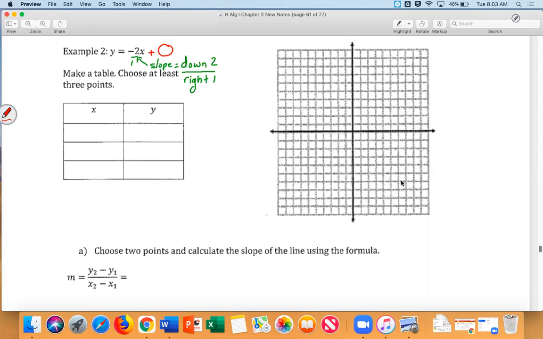Oh, 2. 0. So my slope is the number in front of the x, and this number back here, if there is one, is my y-intercept. Since there is no y-intercept, it's 0. So this is my starting point.